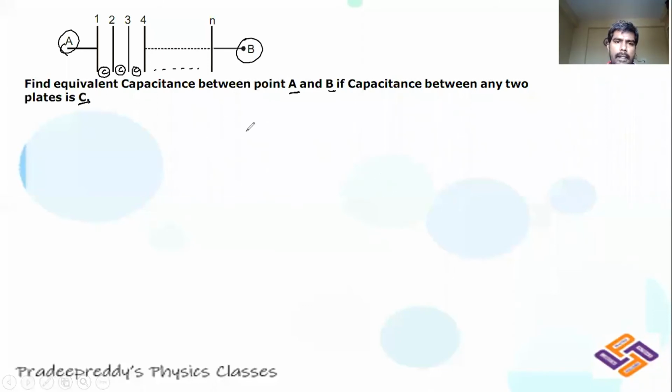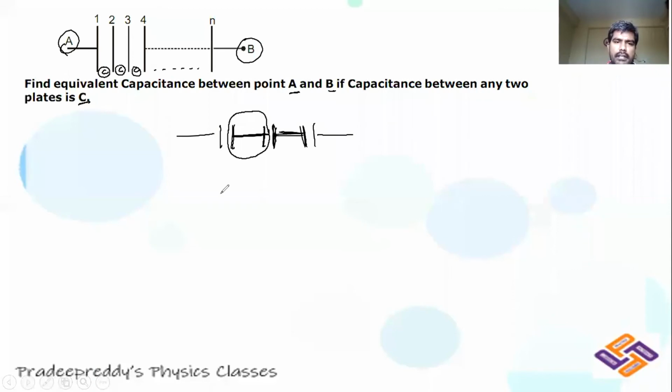Now see here, let me take 1, 2, 3, 4, 5, 6. How many plates are there here? 6 plates are there. And remember, this plate and this plate both are connected with each other. This plate and this plate both are connected with each other. So you can consider this total as one plate itself.